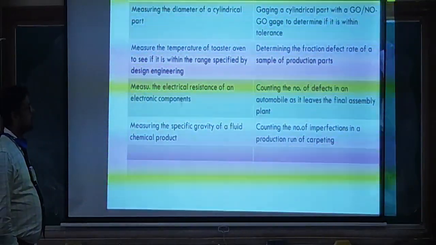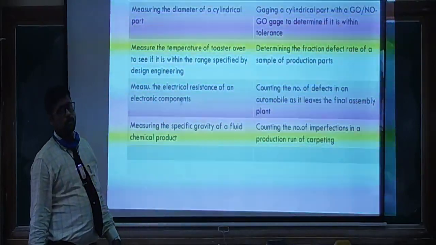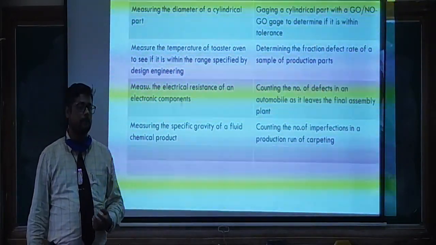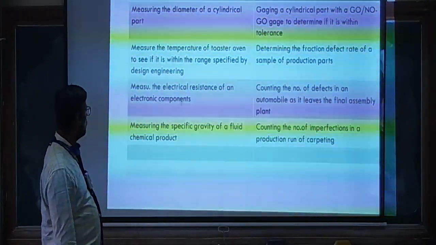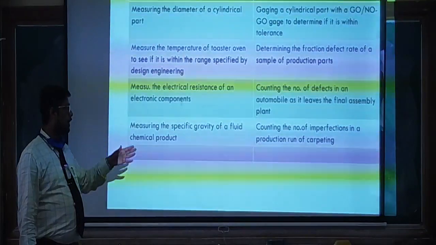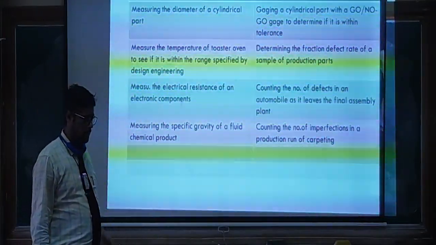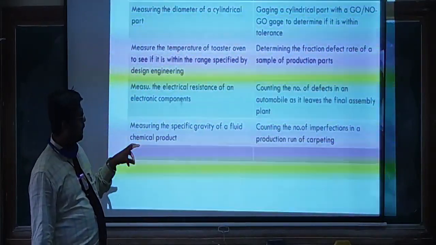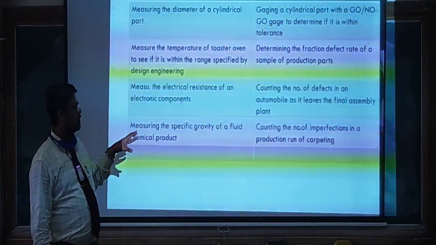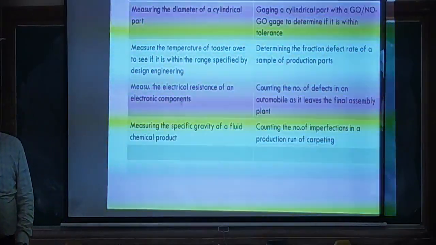Measuring the specific gravity of a fluid in a chemical product will come under the inspection of variables. For a chemical product, there is a specific gravity of that particular fluid, and measuring it comes under variables. Counting the number of imperfections in a production run of carpeting: if you manufacture carpet, how many imperfections are there? That comes under attributes. Okay, next.